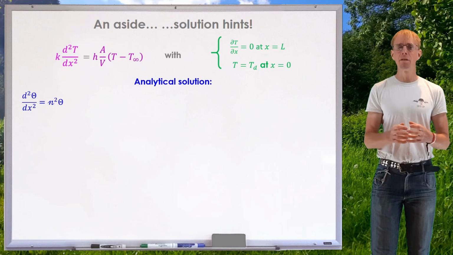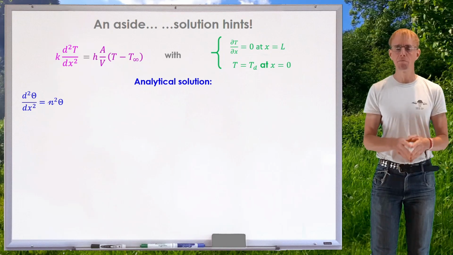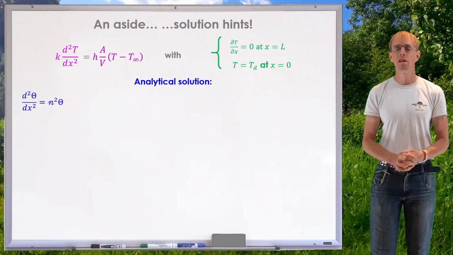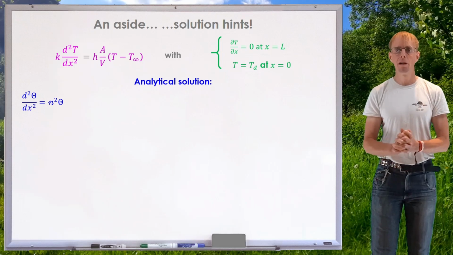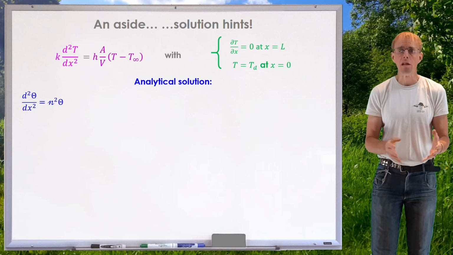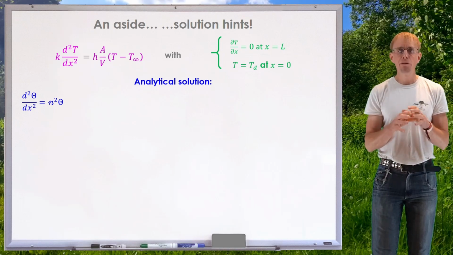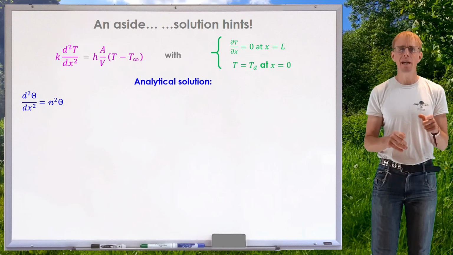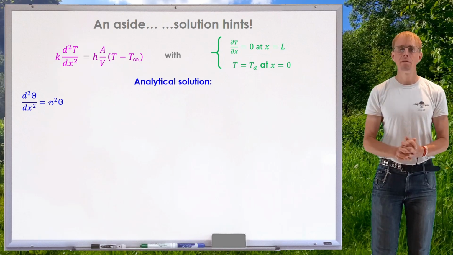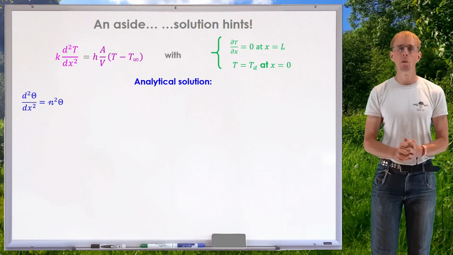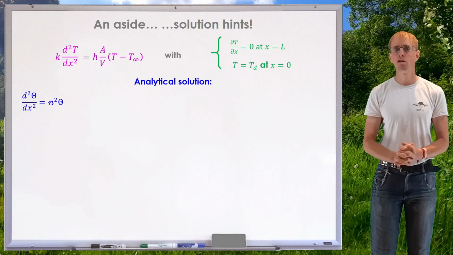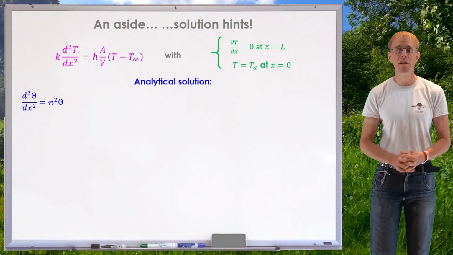So let's have a look at making it easier. Let's create another parameter. Let's say capital theta is T minus T infinity. Let's group those terms together. T infinity is constant, so the second derivative of theta is just the second derivative of T. And so if script N there is hA over VK, that ordinary differential equation I've written there in blue, that second order one, is an exact same statement as the one at the top of the board. But it's easy to deal with.